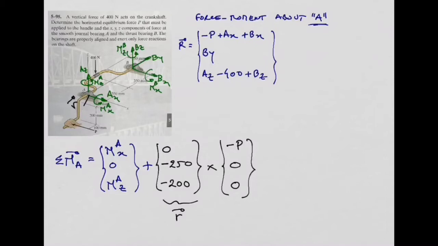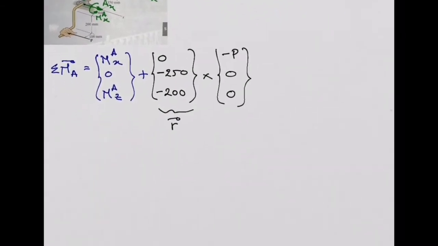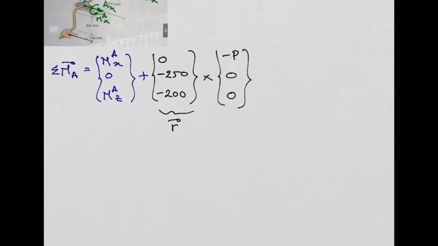So, I propose if we do the external product right now, okay? So let me scroll this up a little bit. So let's do this cross product now. So the result of this cross product is going to be 0, 200p, minus 250p.